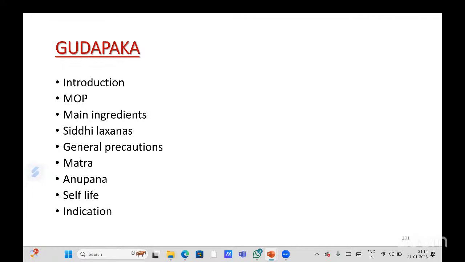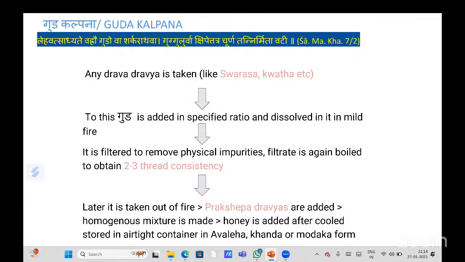Okay. So before going to the main Pradhana Karma, all the remaining drugs should be powdered or the vessel should be cleaned. Like general precaution you have to write. Next, Matra, Anupana, shelf-life and indication. So these are the points you have to write in individual. It may be Kshara Kalpana, it may be any other Kalpana. Okay. So Guda Kalpana, this is a general method of preparation of Guda Kalpana.